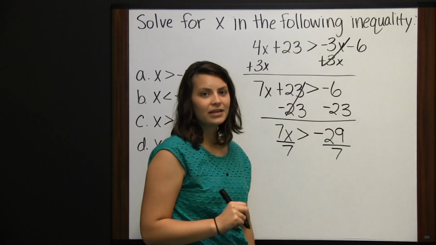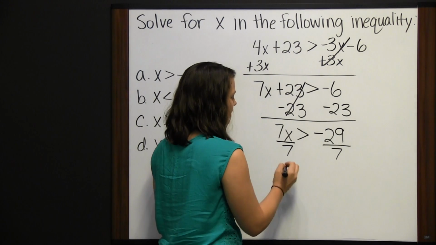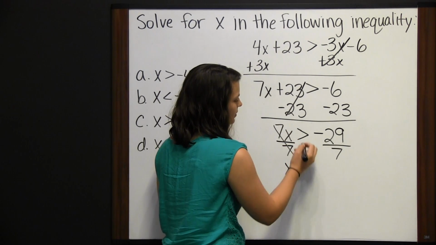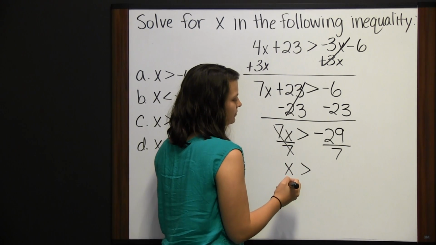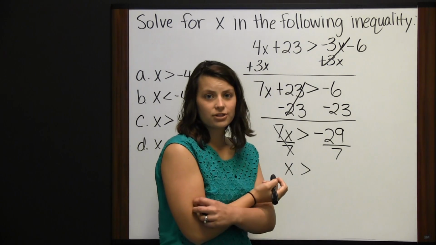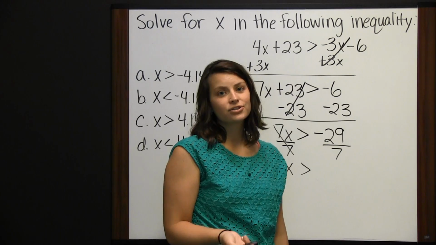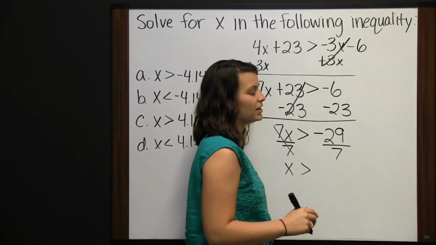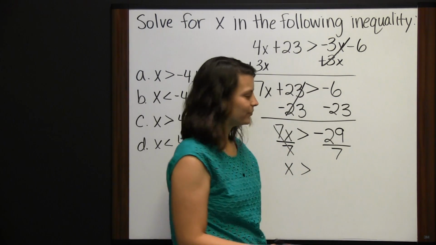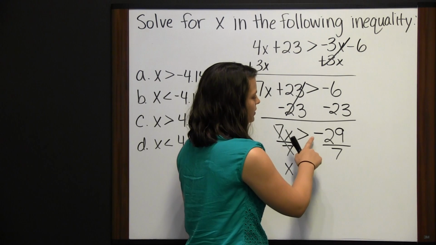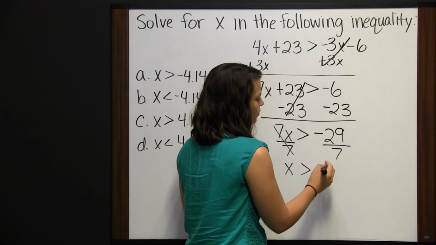7 divided by 7 is 1, and 1 times x is simply x. Bring down the greater than sign. And then the first thing I'll do is change this into a mixed number, since I can't actually divide negative 29 by 7 and get an integer. So 7 goes into negative 29 4 times.